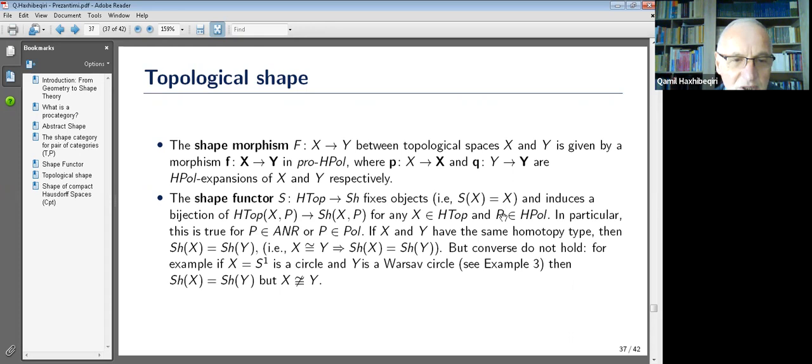In particular, this is true for P being an element of polyhedra. If X and Y are of the same homotopy type, then they are of the same shape. But the converse does not hold because, for example, the circle and the Warsaw circle are of the same shape, but they are not of the same homotopy type.